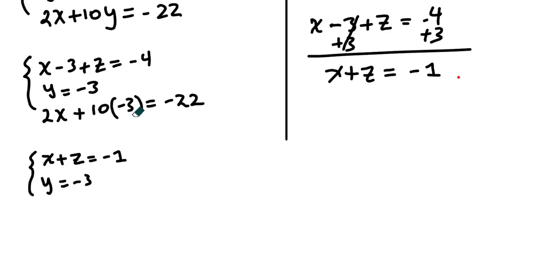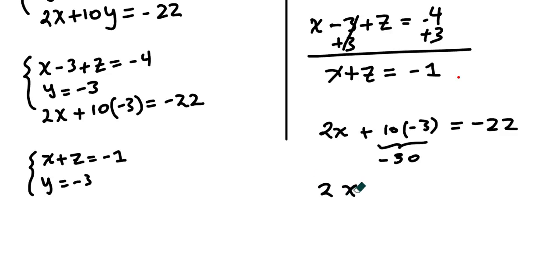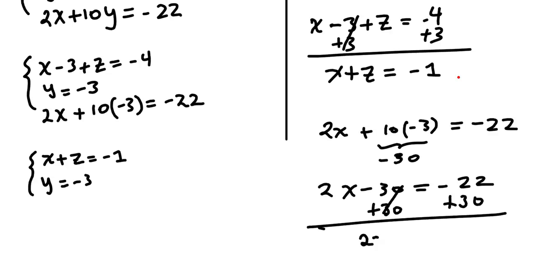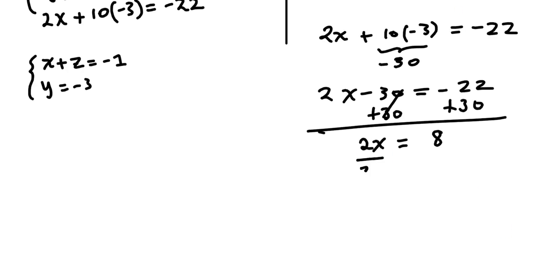And then for this equation here, I'm going to solve it for x. Notice that the only unknown now in this equation is x, so it's very easy for me to isolate x, and then I will have a second of the three values unlocked. So let me do that over here. 2x plus 10 times negative 3 equals negative 22. Simplifying, negative 30. So I have 2x minus 30 equals negative 22. Then I'm going to add 30 to each side. And then divide both sides by 2.